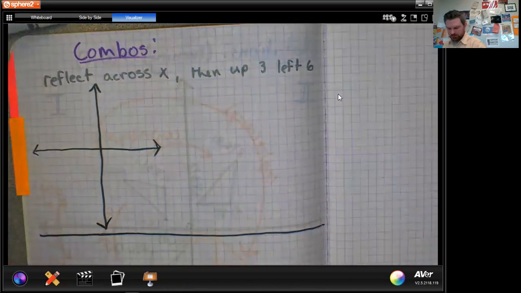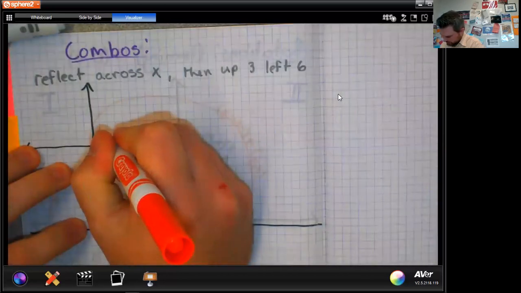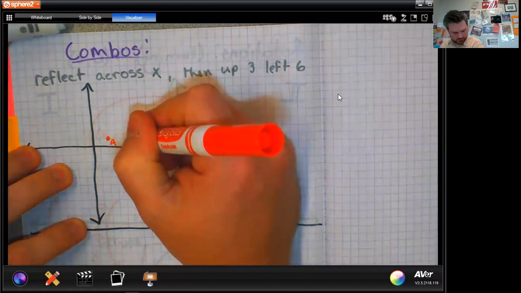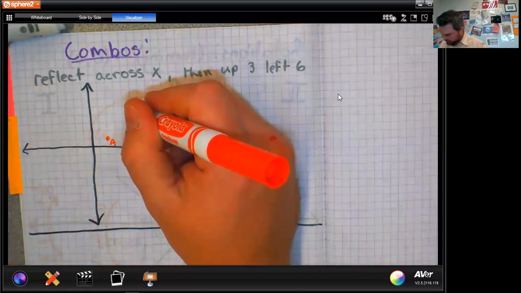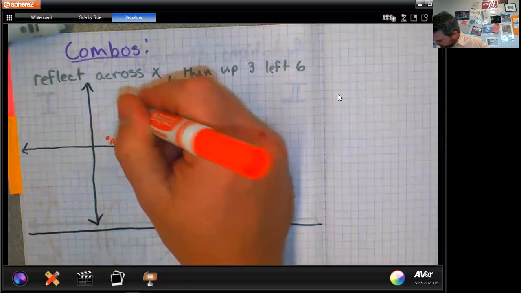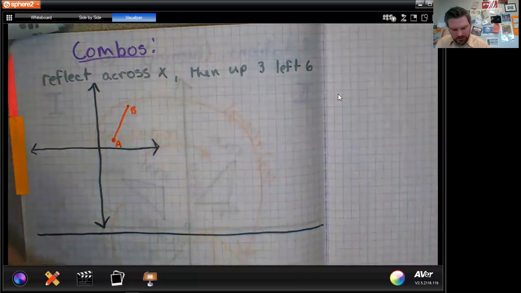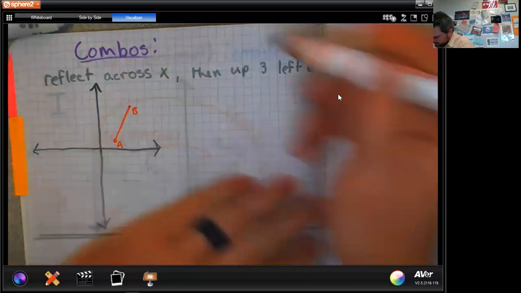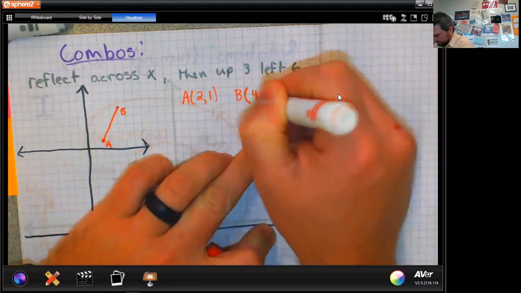The original point will start at 2, 1, so that's A, and B will be at 4, 5. We're going to do this to that segment right there. And just to keep things a little bit neater, I'm going to use a pen to do this. So we had point A at 2, 1, and B at 4, 5.